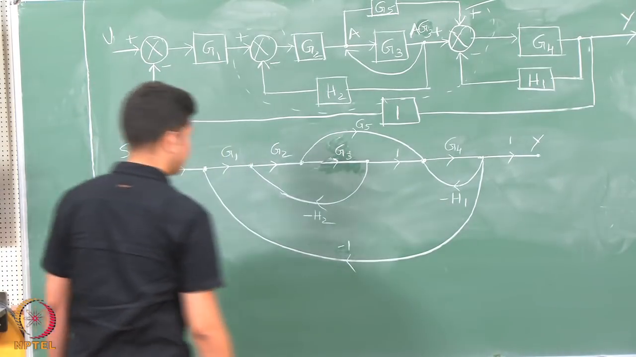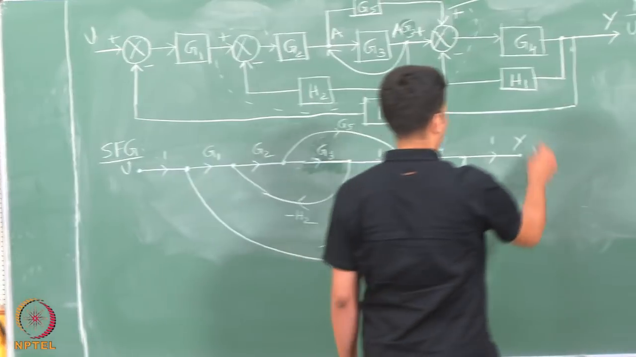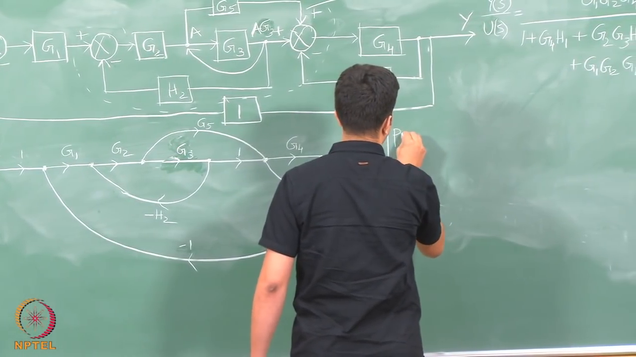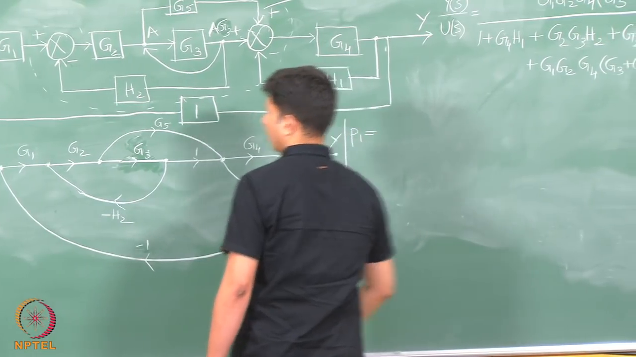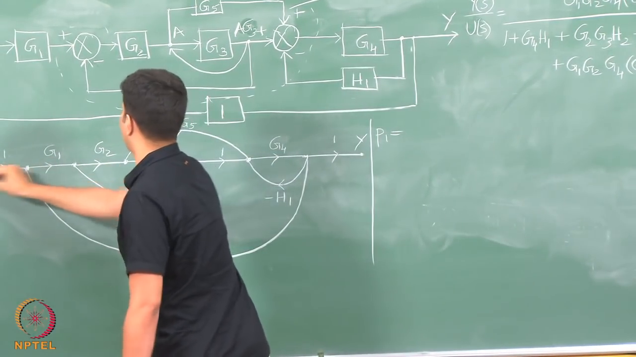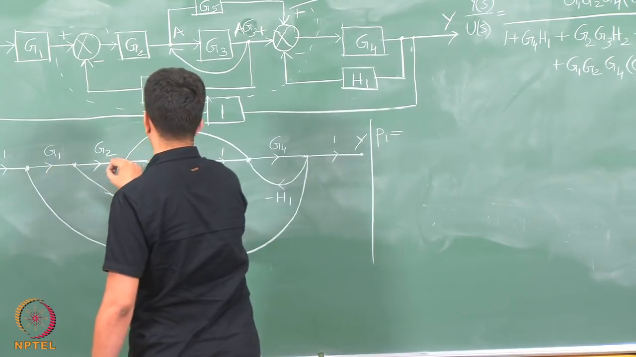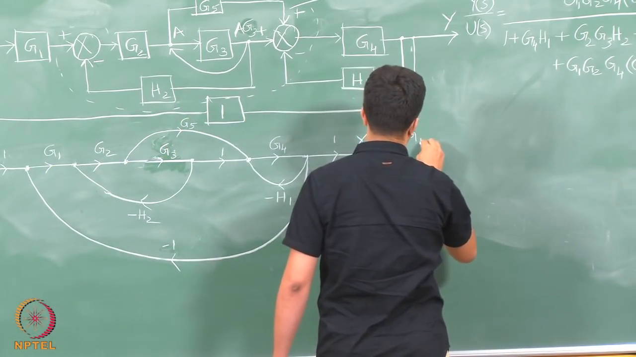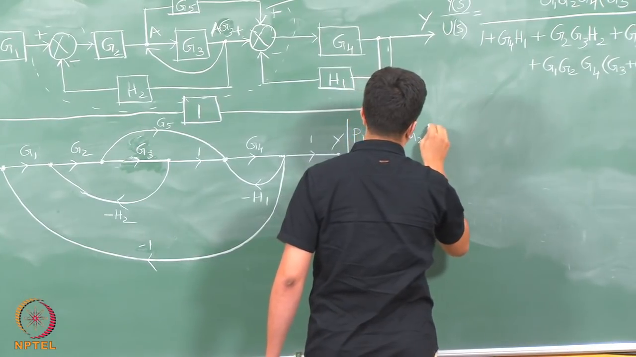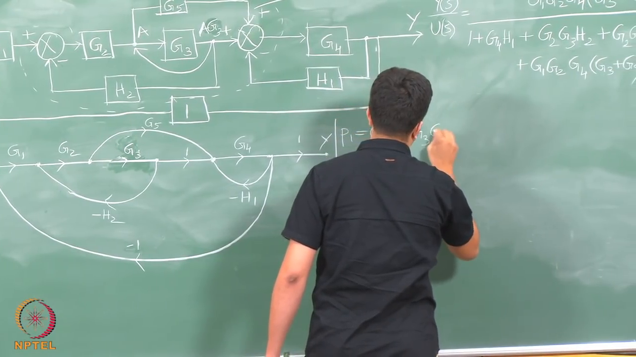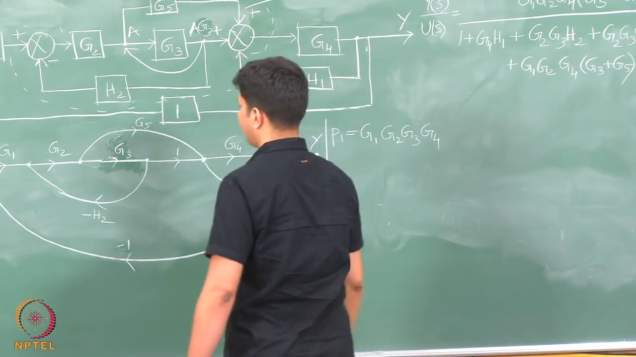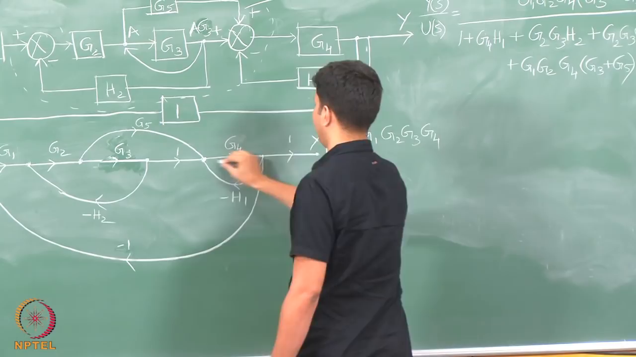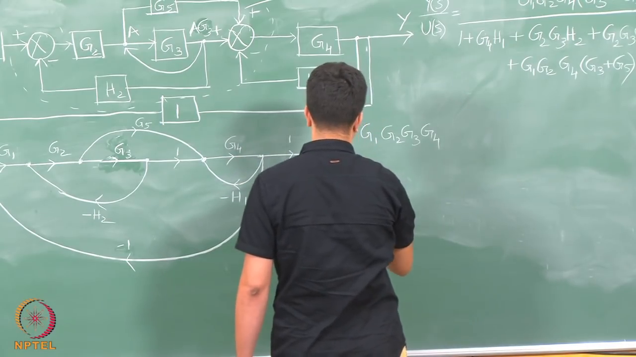So to begin with, what are the forward paths? One clear forward path is from U to Y. When we go, we have G1, G2, G3, G4. Another forward path is G1, G2, G5, G4 and Y.